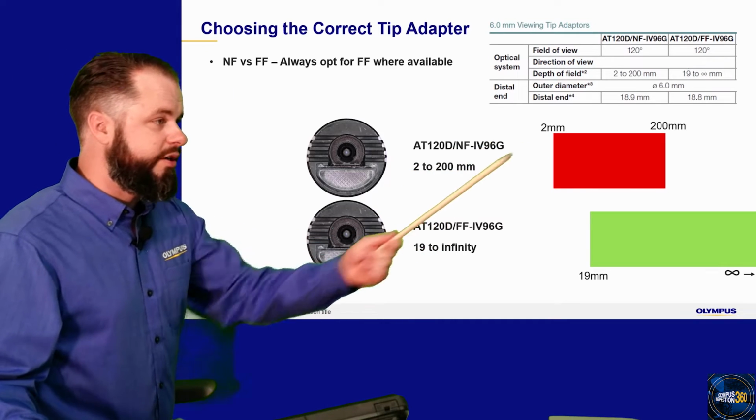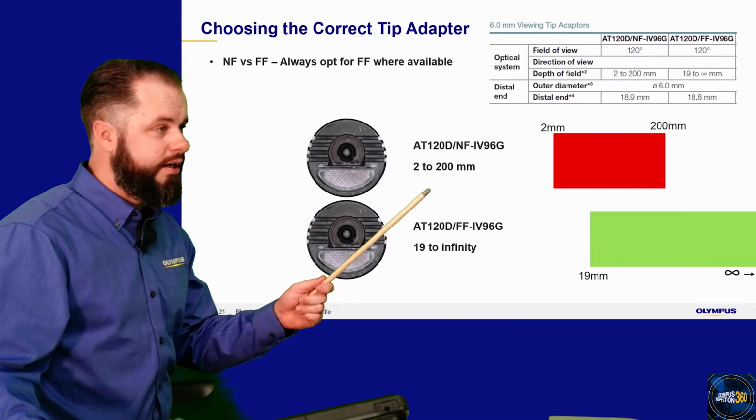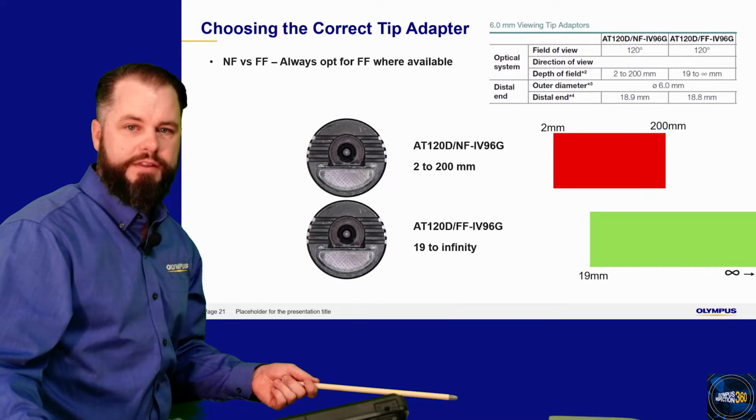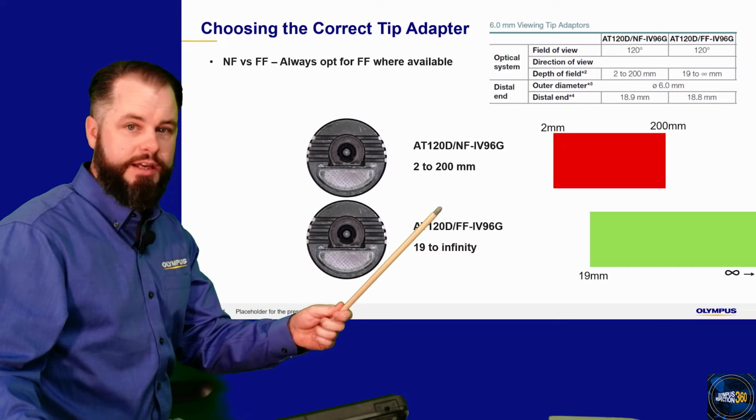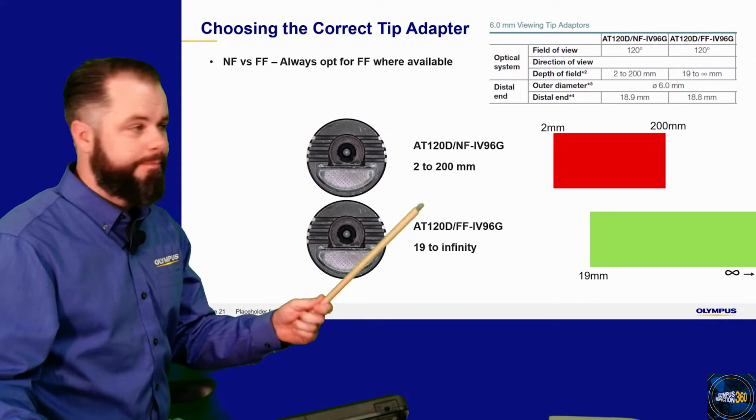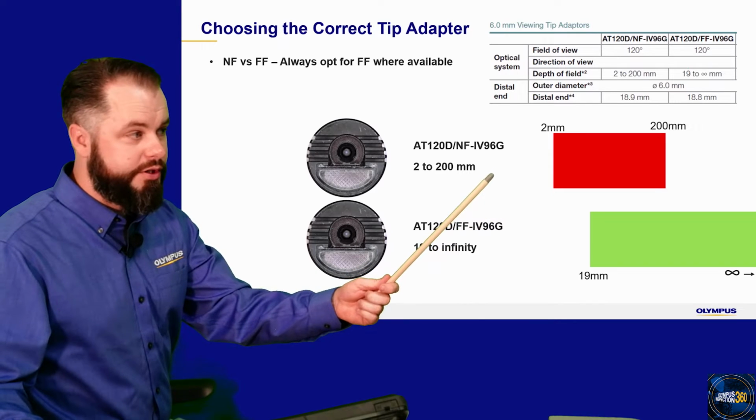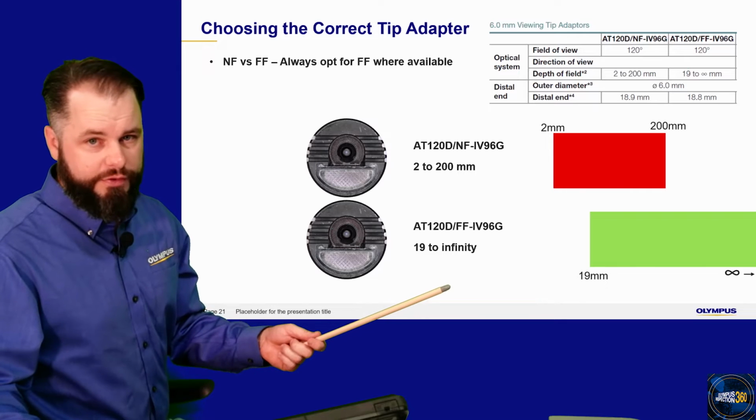With the 120-degree tip adapter for the direct view, this is the focal range of these two tips. That simply means the distance that the target is from the tip adapter. This is the distance range that it can be and still be in focus. So it seems obvious. If I'm close, I'm going to use a near focus. If my target is slightly farther away, I'll use a far focus.